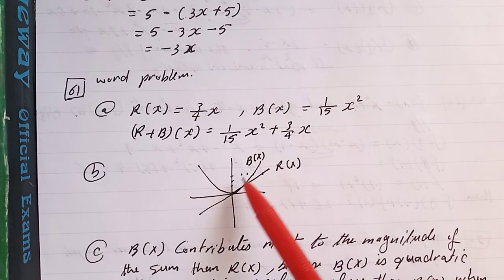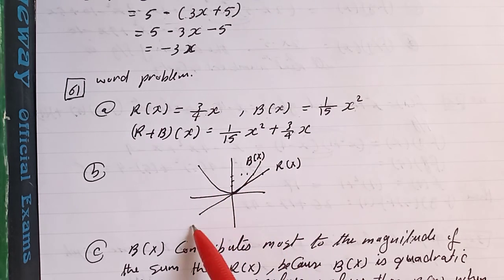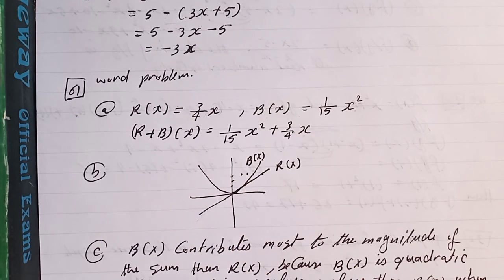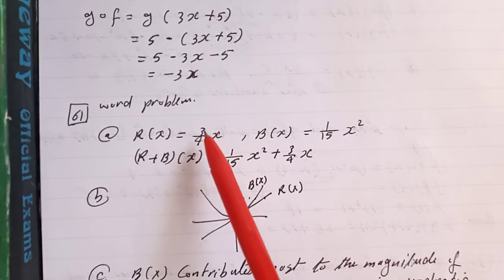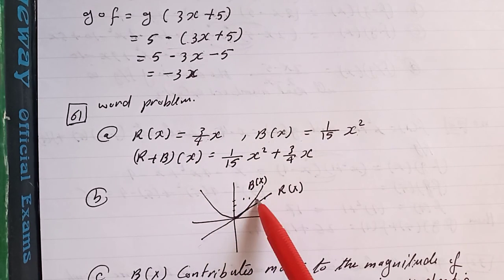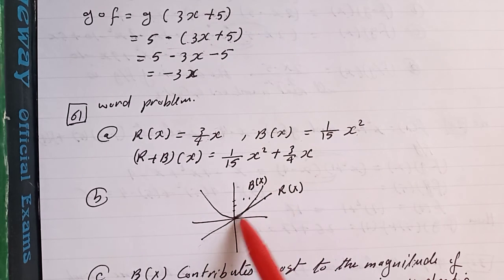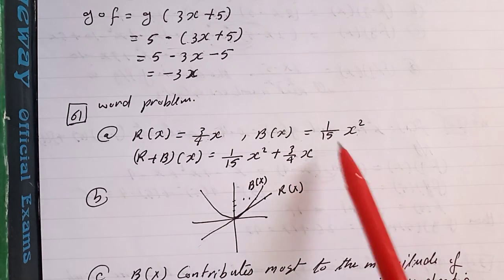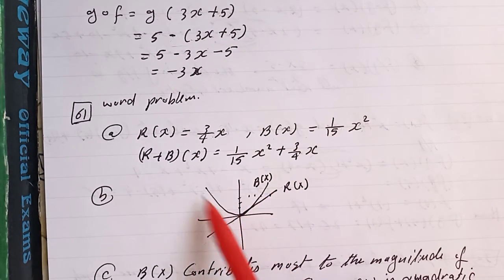When I graph them, one is linear and the other one is a cubic curve. Okay, the 3 over 4 means the y-intercept is 0 and go 3 up and 4 to the right. This is the R(x). And the other one is the 1 over 15. 1 over 15 makes the curve wider.